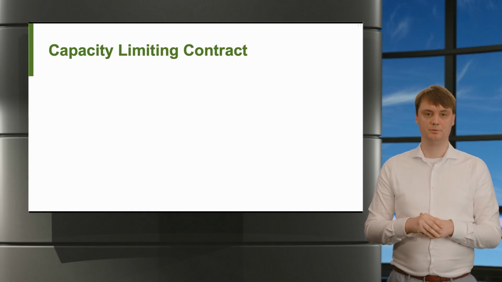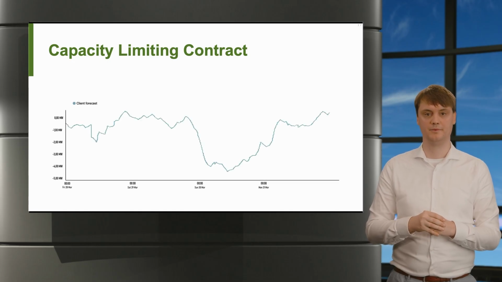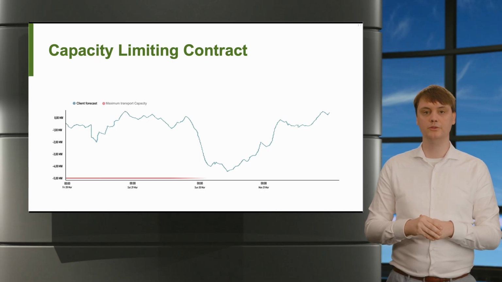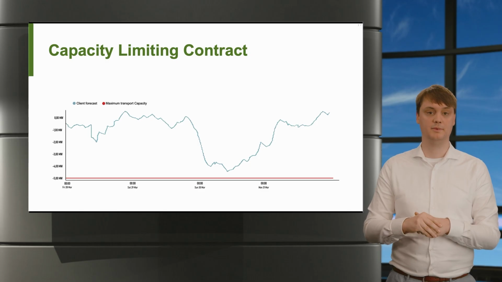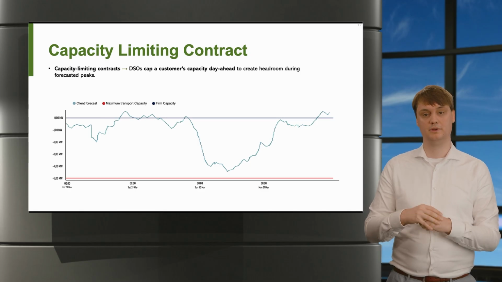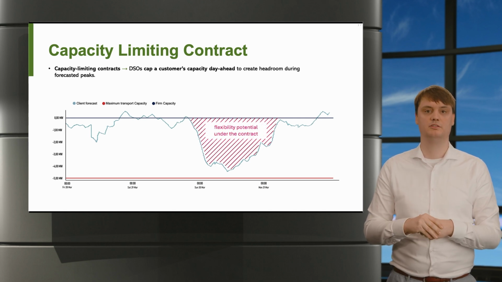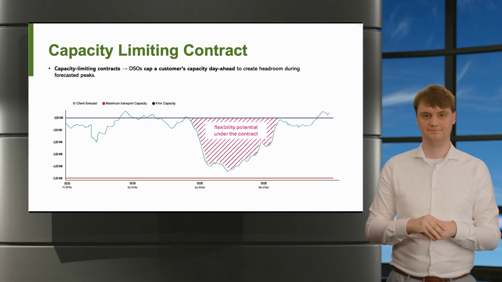In the Netherlands, one option is a capacity limiting contract for a specific customer. Let's take this day as an example. On the 30th of March, we forecast a fairly large production peak. Under the contract, the client normally has a certain allowed capacity, say 5 megawatts in this case. But if we go one day ahead, using the contract, we can reduce that allowed capacity for a limited amount of time. This means we create space to reduce the local production peak, which is exactly what we want here.